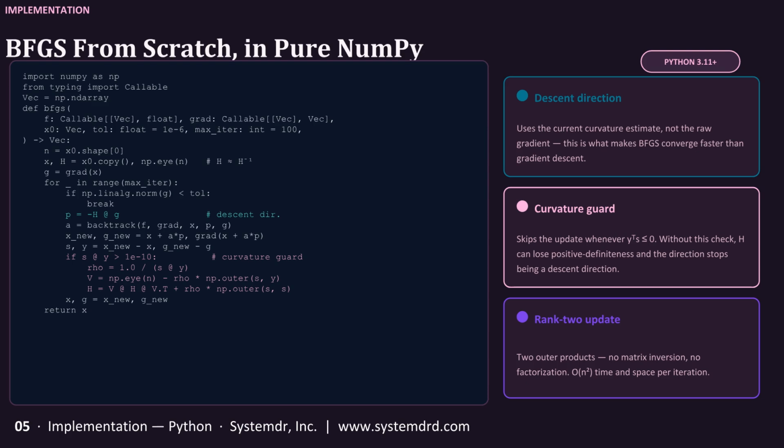One honest caveat. In production, you wouldn't hand-roll the line search the way this pseudocode implies. You'd reach for something like SciPy's line search, which properly implements the Wolfe conditions we're about to cover.